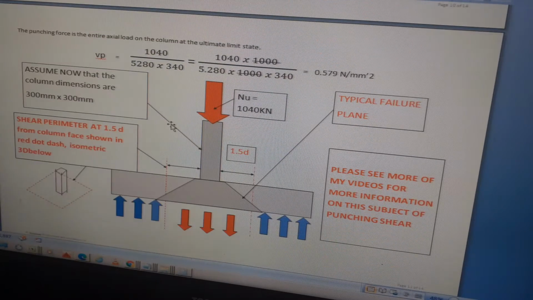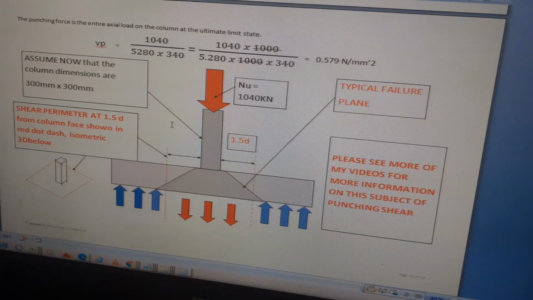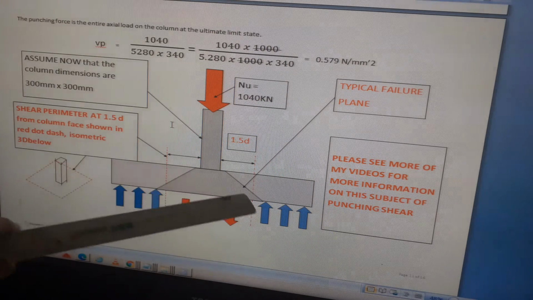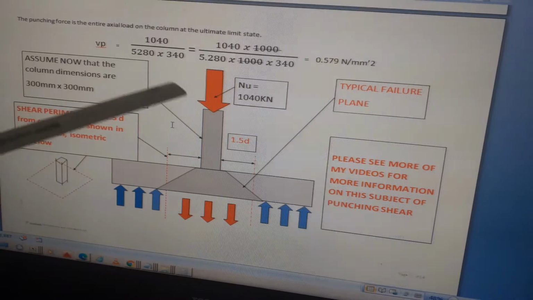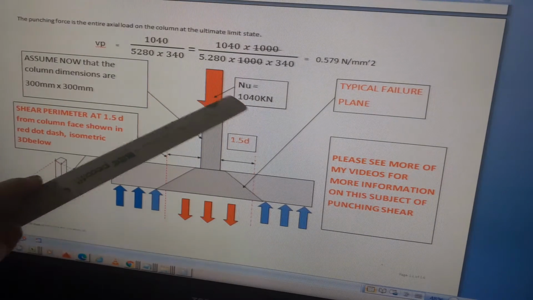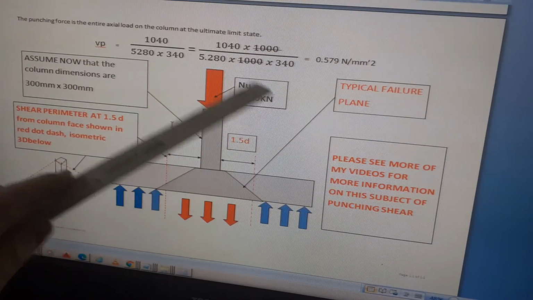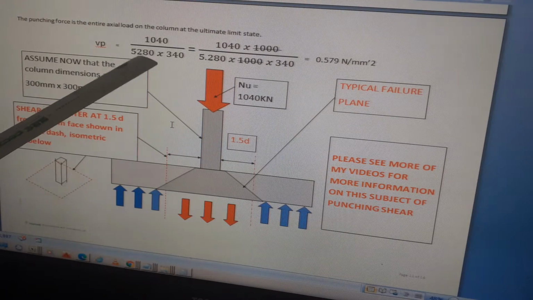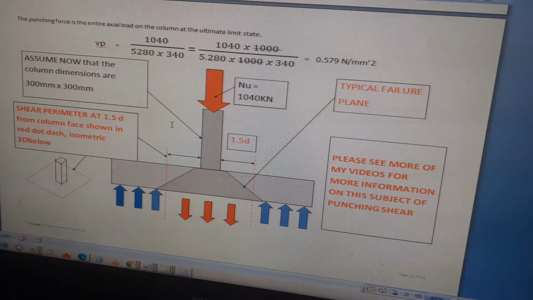So now we can determine the punching shear stress at 1.5 times D. I've done another diagram here, but you have to take the whole ultimate column load, which is 1040. Vp is equal to 1040 divided by the shear perimeter times the effective depth.